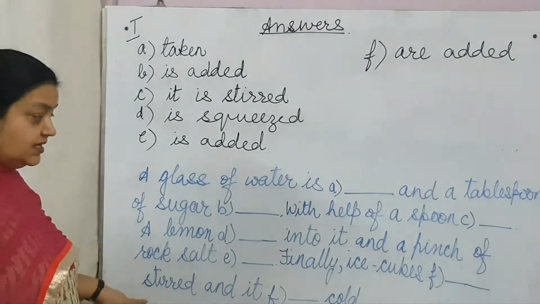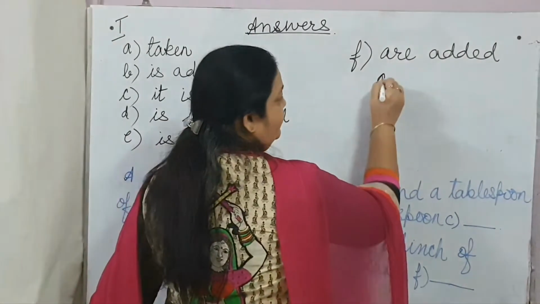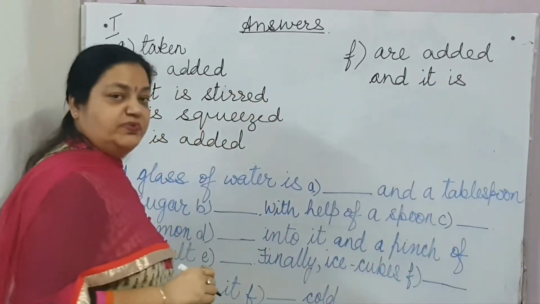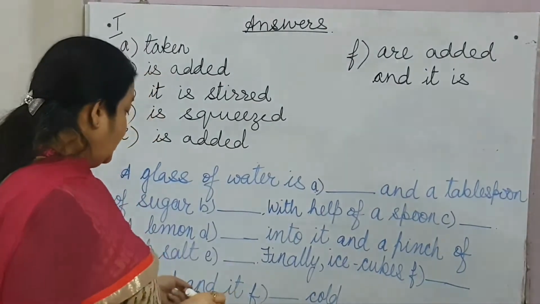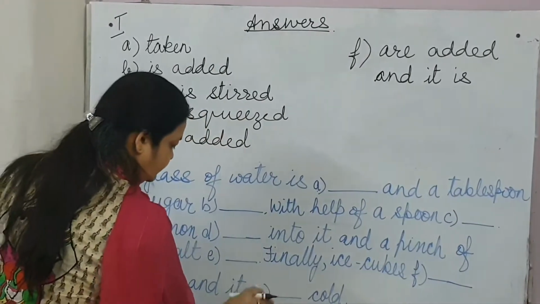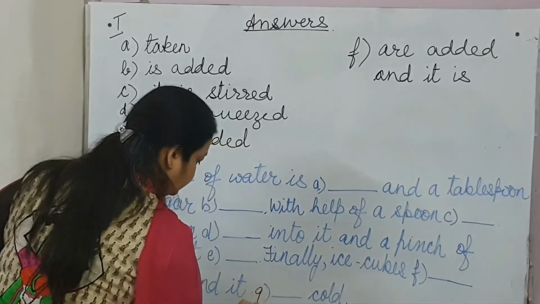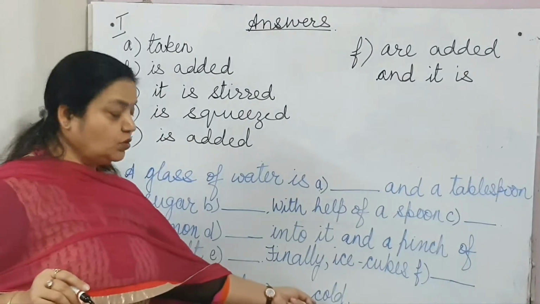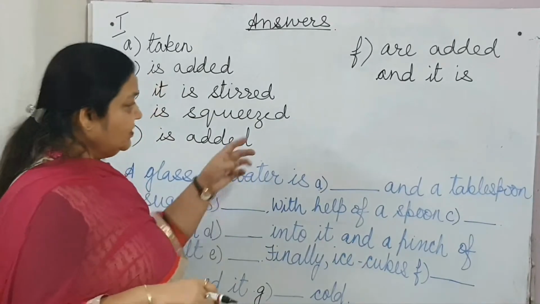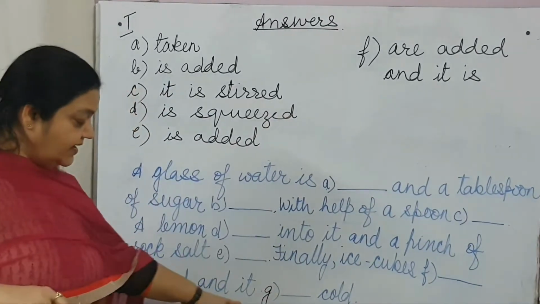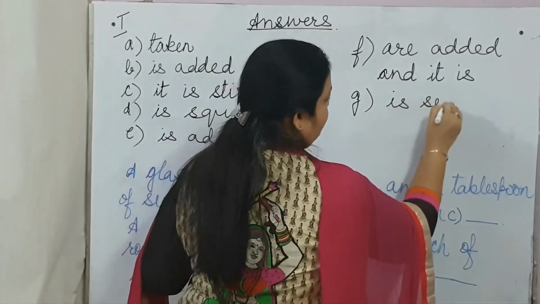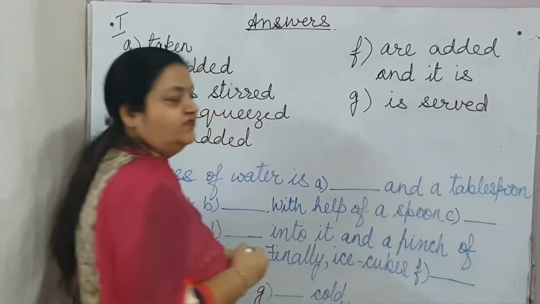Added, stirred, are added, and it is stirred. The mixture is stirred. And it, sorry, this will be G. And it dash cold. The last sentence says stir and serve cold. Now it is stirred and it is served cold.